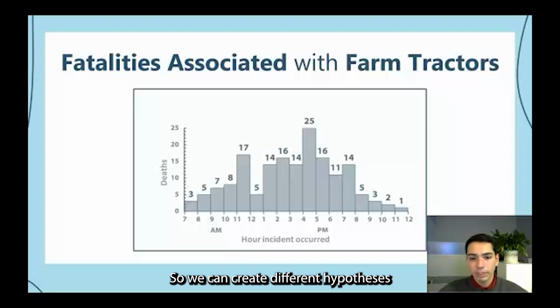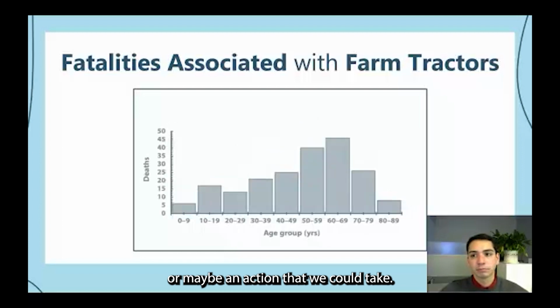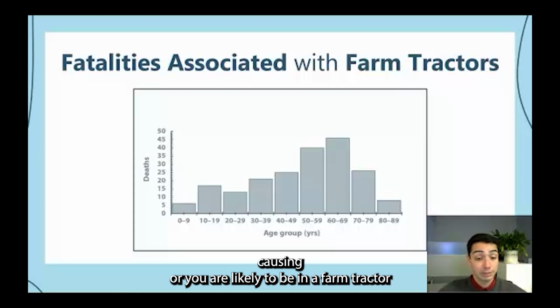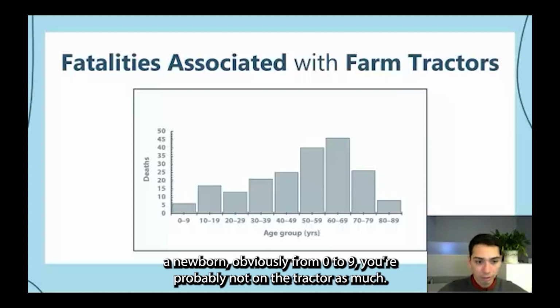So we can create different hypotheses and try to derive a reason or maybe an action that we could take. Now, based on the same data, we can look at other groups. Again, we have the number of deaths, and that's divided up into age groups. What immediately jumps out at me is that if you're older, you're likely to be in a farm tractor accident in comparison to somebody who is a newborn. Obviously, from 0 to 9, you're probably not on a tractor as much.